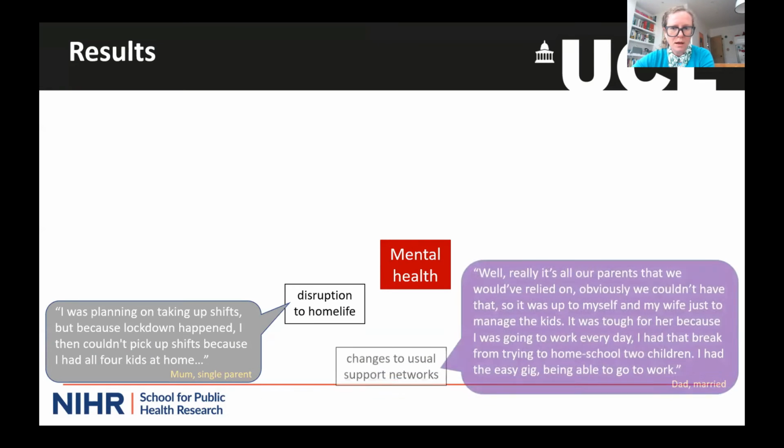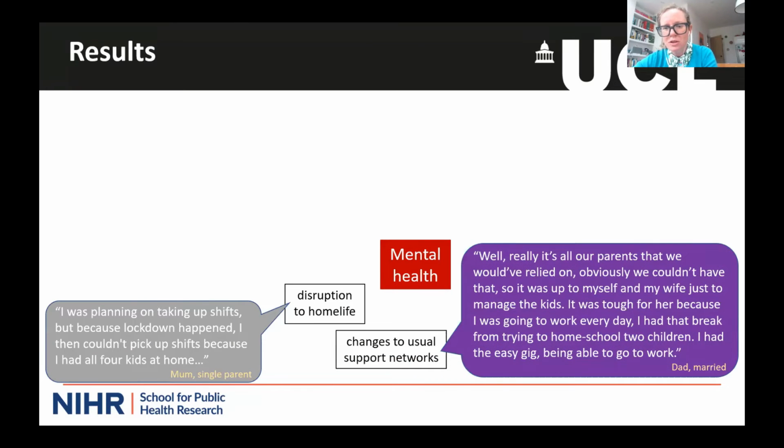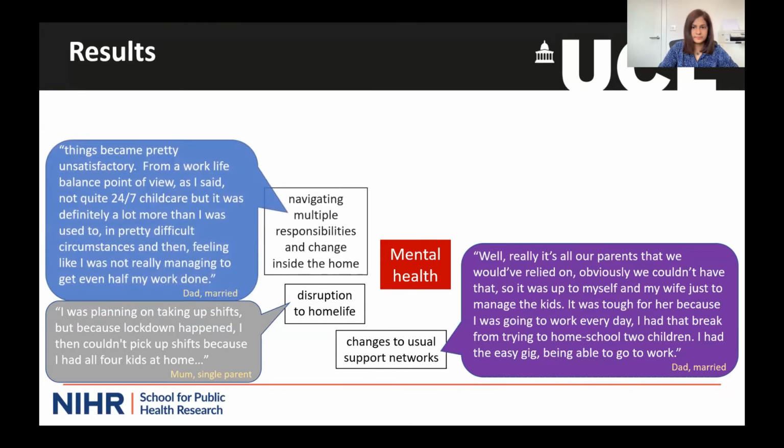Okay. So there were also changes to the usual support network. A lot of parents described having either formal childcare arrangements or informal ones with grandparents, relatives, neighbours, local childminders, that kind of thing. This dad described how he and his wife had relied on grandparents for childcare, and then suddenly they couldn't help, so a lot of that care came down to his wife. He felt that he had the easy gig being able to go to work as a carer, and that mum was at home homeschooling the 2 kids, and he recognised that that was hard.